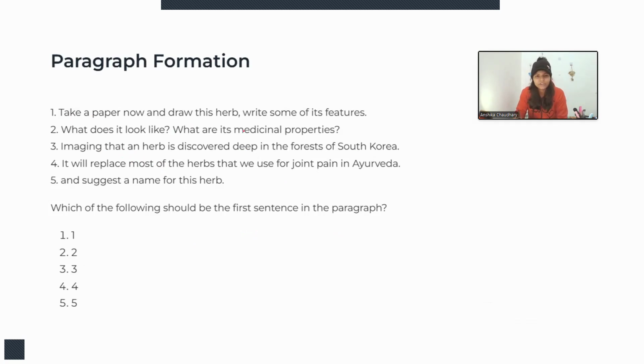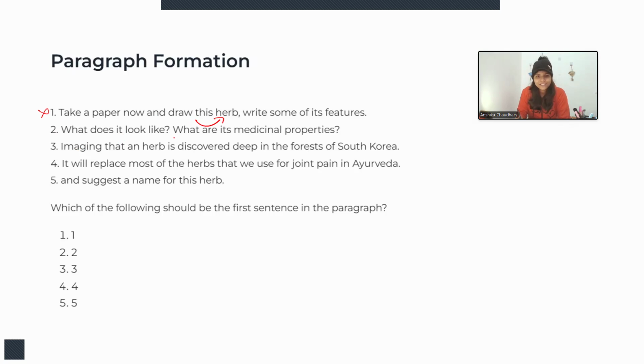Take a paper now and draw this herb, write some of its feature. So take a paper now and draw this herb. That means it will not be the first statement. Why? Because we are talking about some kind of herb, right? So the previous statement should be related to that herb only. So this statement cannot be the first statement, right?